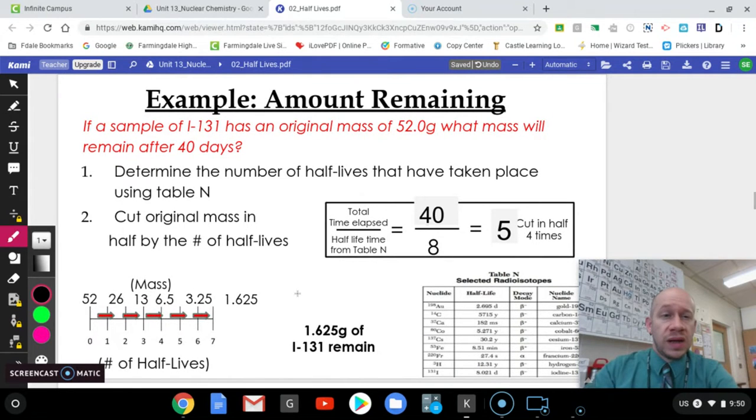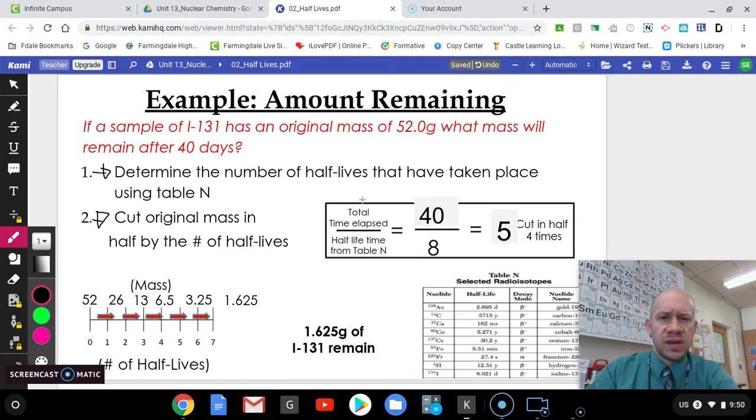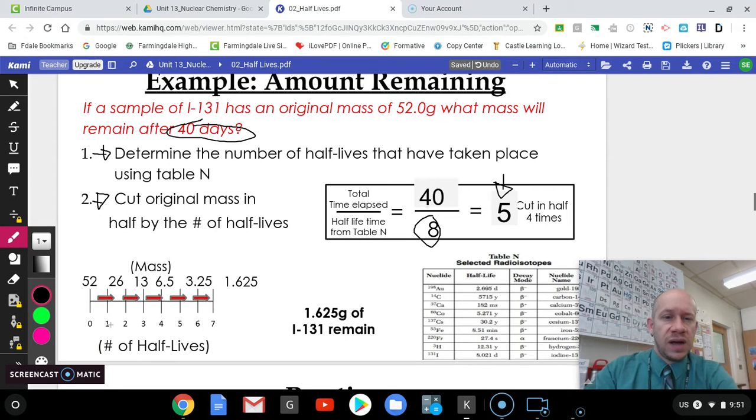If a sample of iodine-131 has an original mass of 52 grams, what mass will remain after 40 days? So the first step is to determine the number of half-lives that have taken place using Table N. The second step is to cut the original mass in half by the number of half-lives. The total time elapsed is the 40 days. The half-life is 8 days from Table N. So the total number of half-lives is 5. So I will cut my mass in half. I start at 52, and I will cut it in half 5 times.